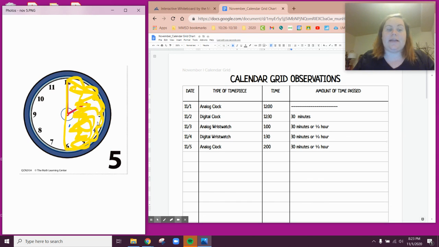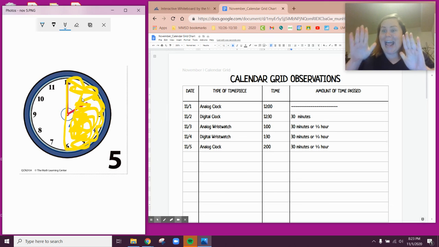If you think about it like a pizza, if I ate half a pizza, this is what it would kind of look like, right? So 30 minutes is half an hour. So that's our calendar grid for today.